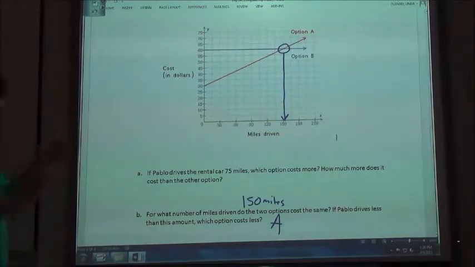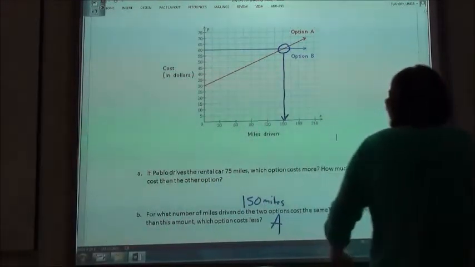So, checking to see if you know how to read a graph and all of that good stuff.